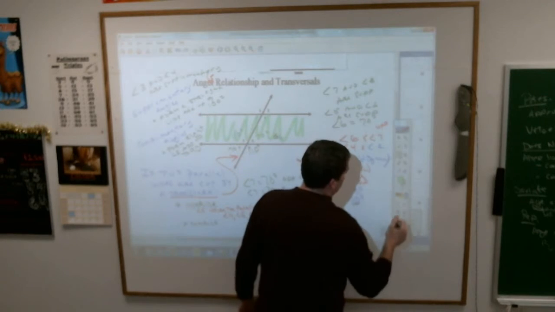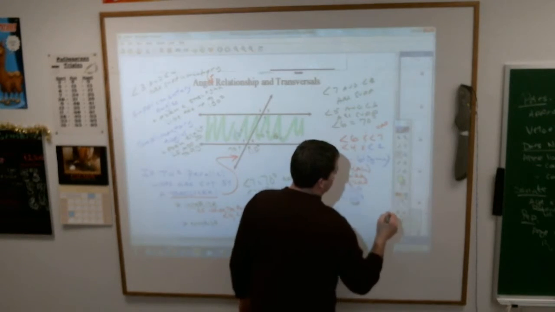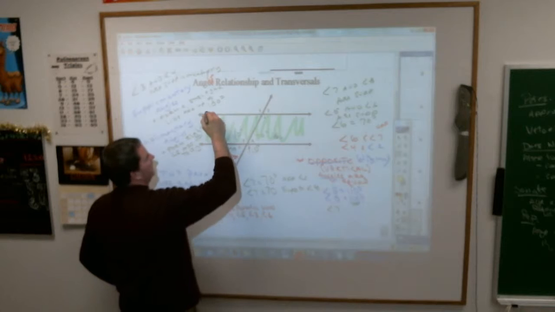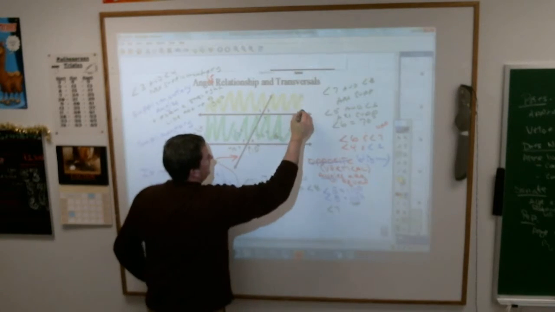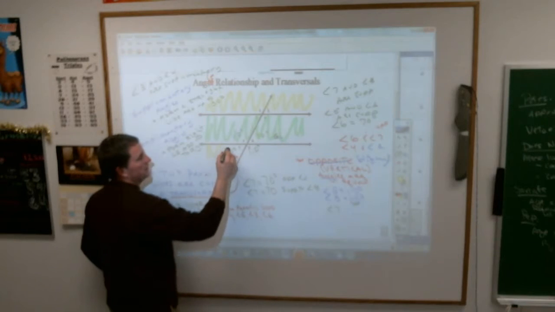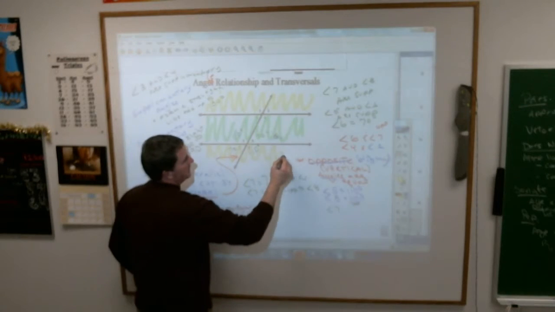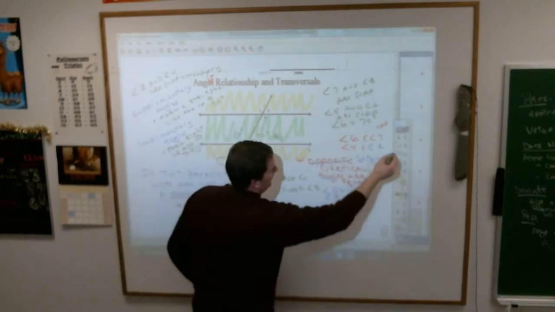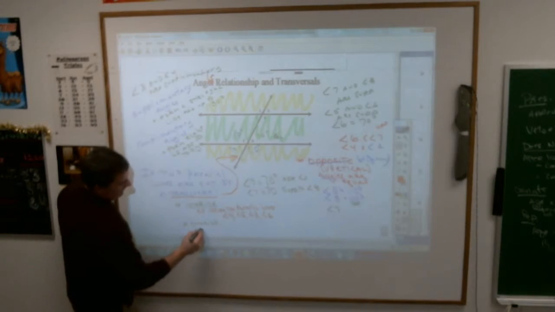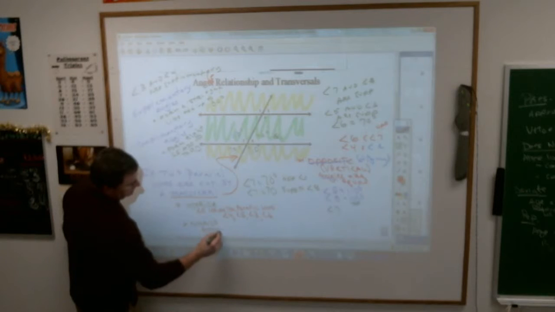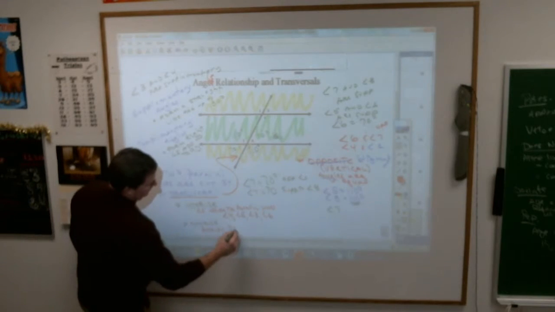So with that being said, if interior angles are inside the parallel lines, which angles do you suppose are the exterior angles? Exactly. Exterior angles are the ones that fall outside. Don't you wish you had a nice colored thing that would do this? Doesn't that look pretty? Exterior angles are the angles that are outside the parallel lines.